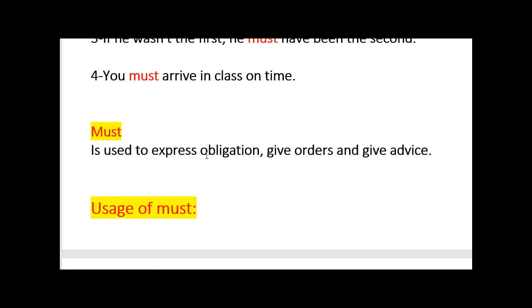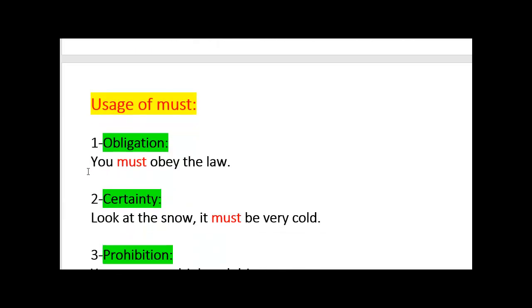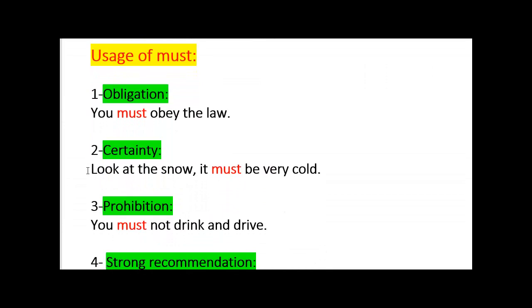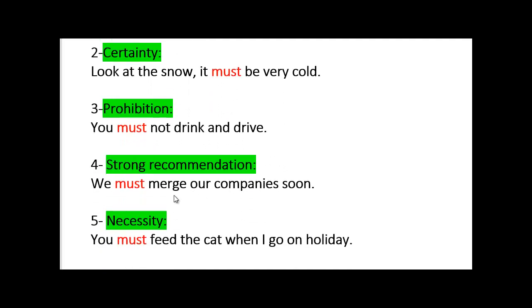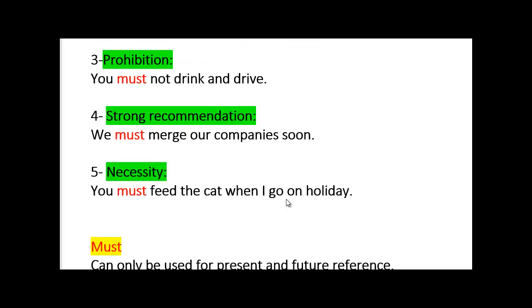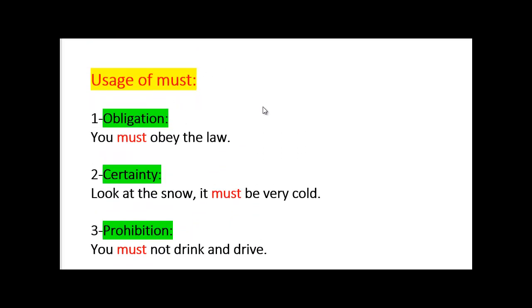Now, must is used to express obligation, and to give orders, and give a very strong advice or recommendation. Got it? So let's see some examples of the usage of must. Obligation: you must obey the law. Certainty: look at the snow. It must be very cold outside. Prohibition: you mustn't drink and drive. Strong recommendation: we must merge our companies soon. Necessity: you must feed the cat when I go on holiday. Yes, very good. These are all the conditions or the usage that we use must in.